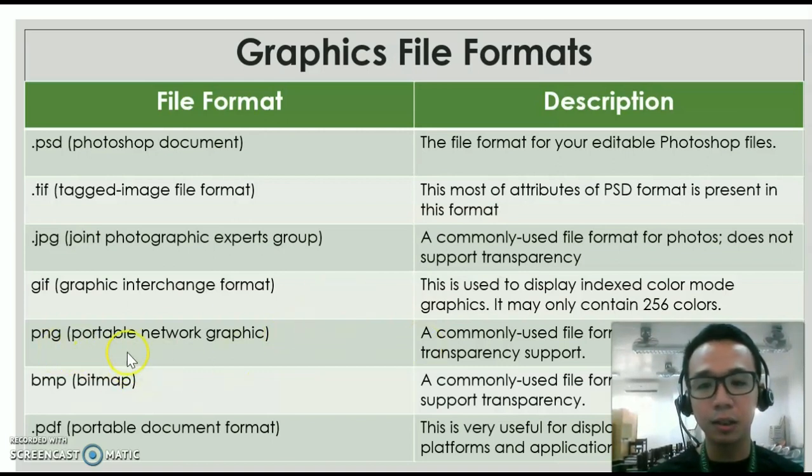Next, we have the PNG, Portable Network Graphic, a commonly used file format for photos with transparency support. With this PNG, you can eliminate the background. Most commonly, you will appreciate this when you start editing your outputs. And we also have the .bmp or bitmap, a commonly used file format for photos that does not support transparency. And lastly, we have the .pdf or portable document format.